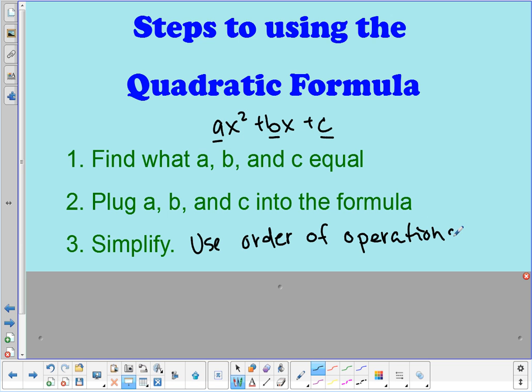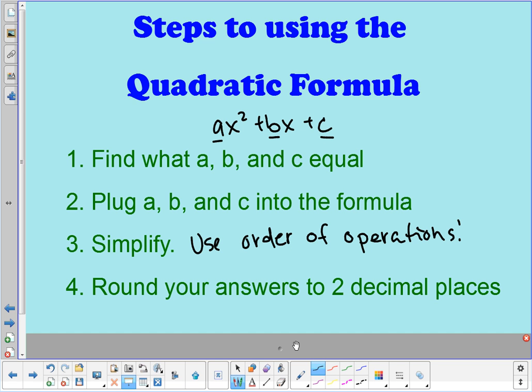Use your order of operations in order to simplify this equation, and then round your answers to 2 decimal places, because a lot of times when you're taking the square root of something, especially if it's not a perfect square, you're going to have a decimal that continues on, and we're going to have to round it off somewhere. So I typically round it off to the 2nd decimal place.